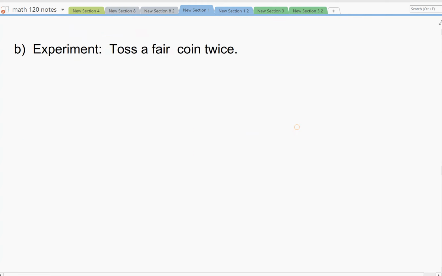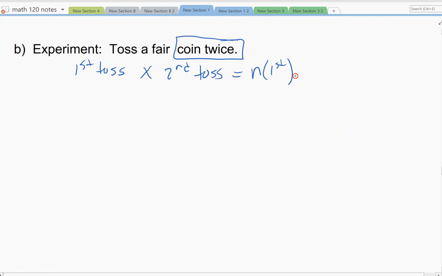The second experiment, we still have a fair coin, but this time we're going to toss it two times. There's two parts to this experiment. This is the Cartesian product rule we're going to see here. I'm going to pair my two tosses together. My experiment is my first toss and all of its outcomes paired with my second toss and all of its outcomes. The Cartesian product is the number of ways the first toss can happen times the number of ways the second toss can happen. It's still a fair coin, I'm just doing it twice.